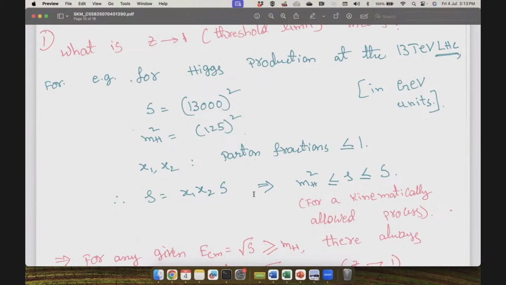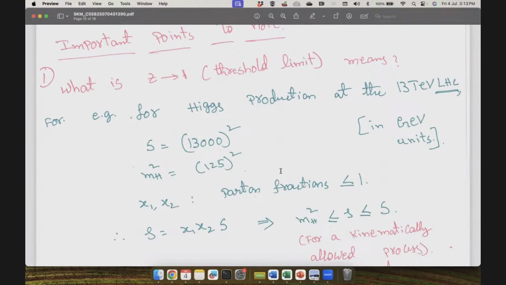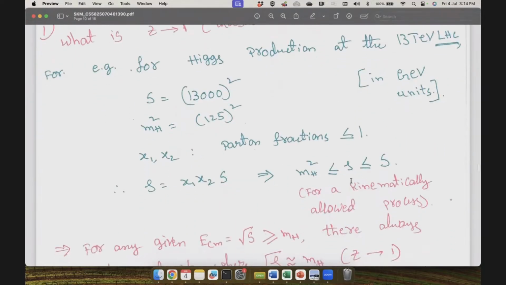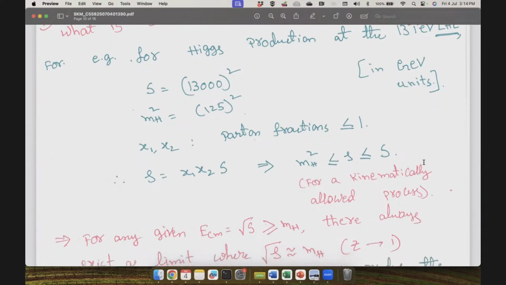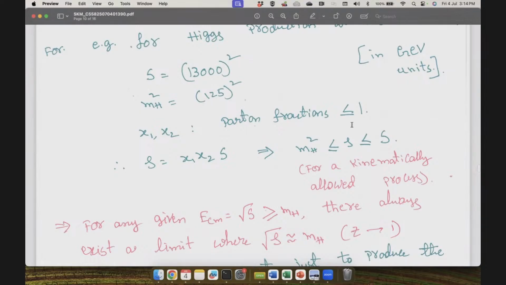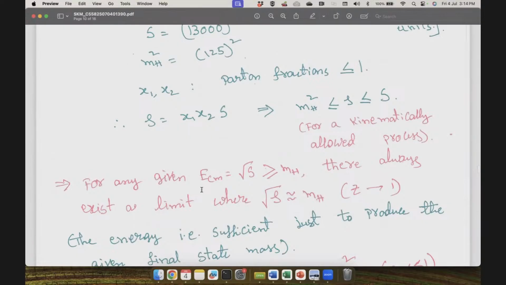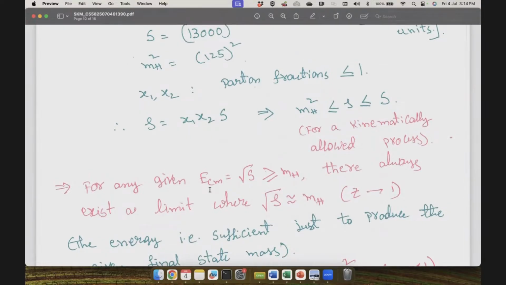In this case, clearly, if you want to produce a Higgs boson at the LHC, your parton center of mass energy definitely has to be greater than mH squared, because that is a basic kinematic requirement. And this small s is a variable quantity and it can go as large as capital S. So for a kinematically allowed process, this is the entire region that small s can take. Now for any given center of mass energy, the capital root S is fixed and kinematically it should be greater than your observable quantity. So root S has to be greater than or equal to mH.